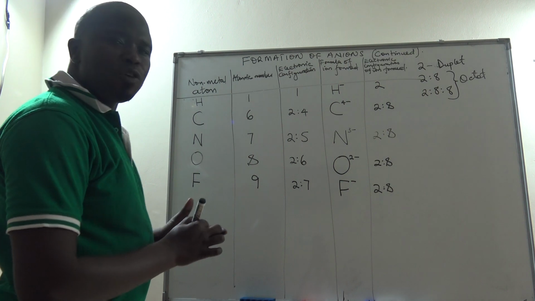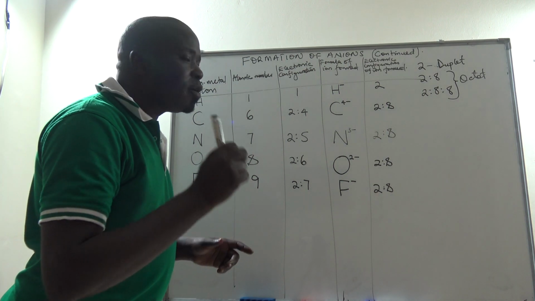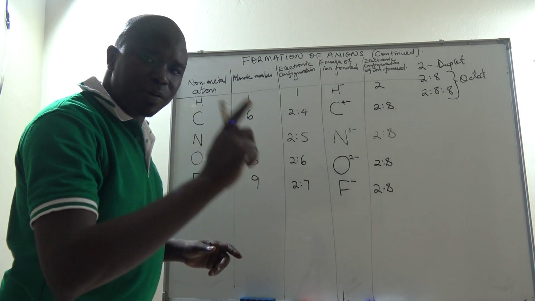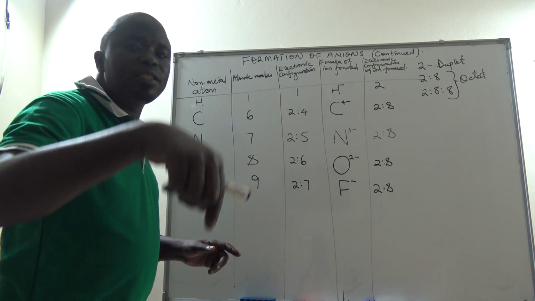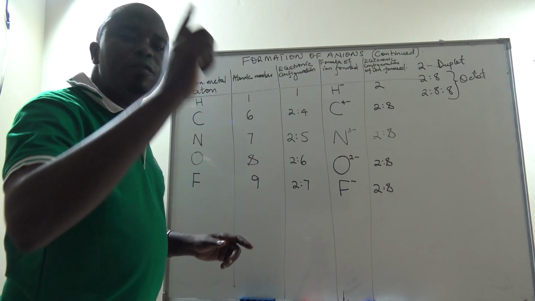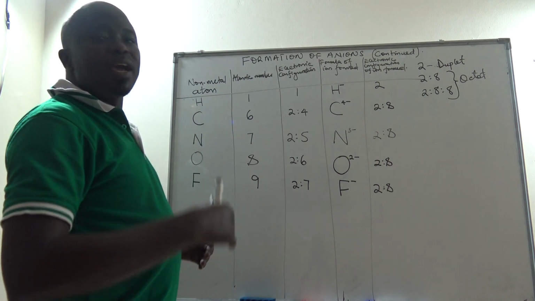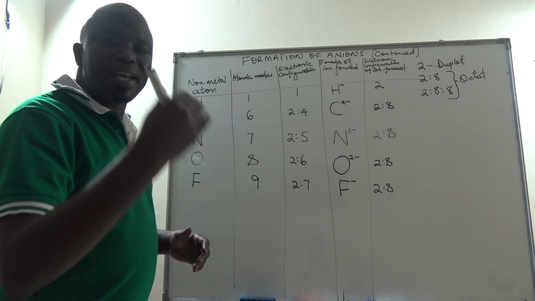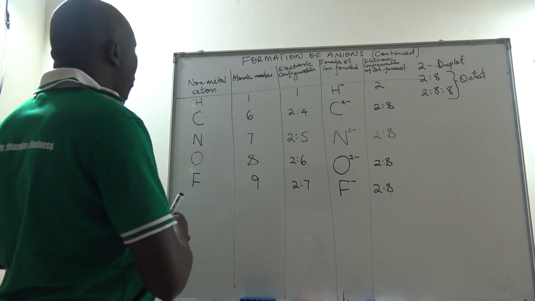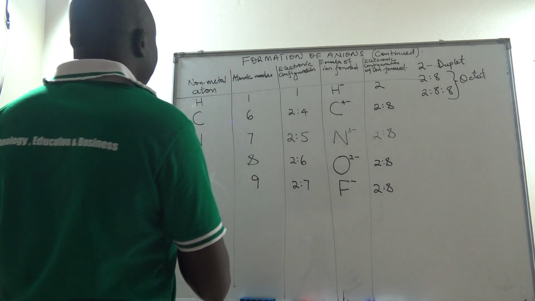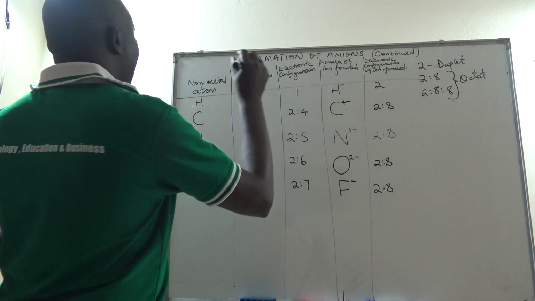We were supposed to go to neon, but remember that neon has got electronic configuration of 2, 8. Its outermost shell is full with a valency of 0. So it doesn't need any electron to fill the outermost shell because the outermost shell is already filled, or it is full. So we don't take neon as one of the non-metal elements that can form an anion.